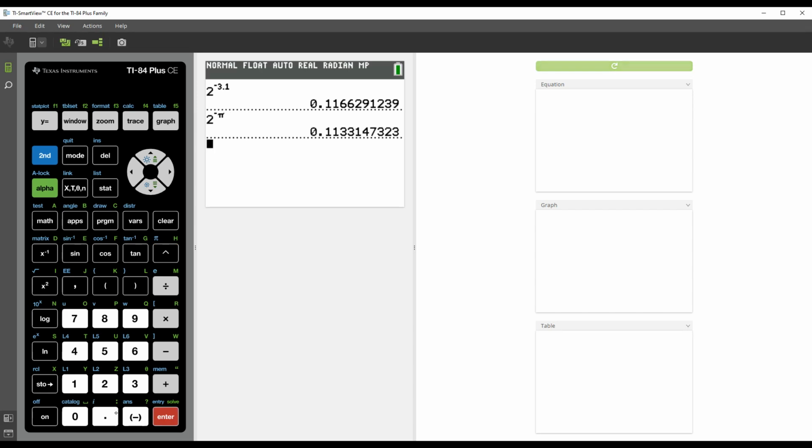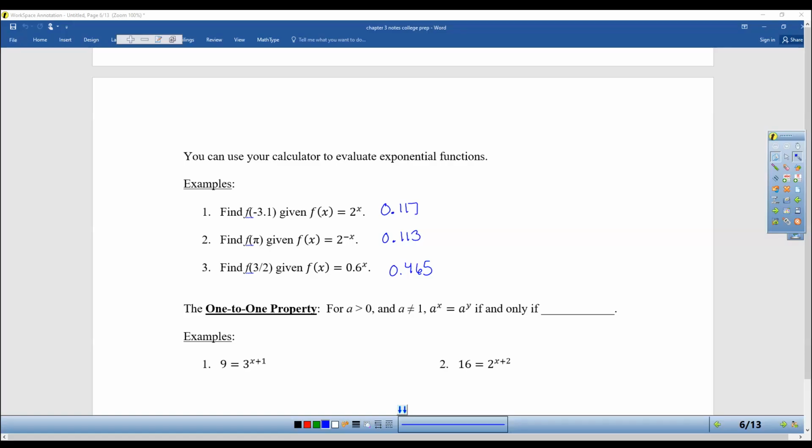And the last one is 0.6 to the, and this time we're plugging in 3/2. So to make a fraction, you can use a special fraction button, but when it's a simple fraction, you can use divided by, which means the same as fraction. So 3 divided by 2. And there are your 3 answers.